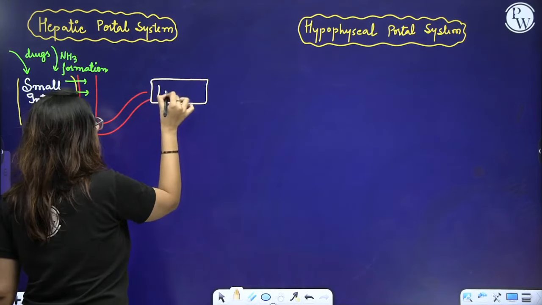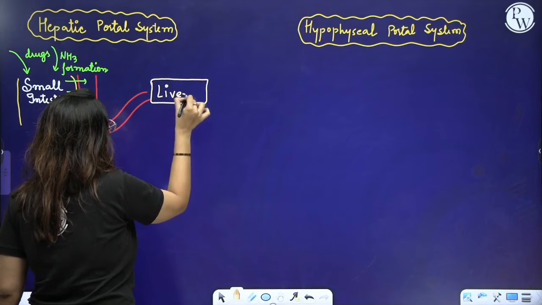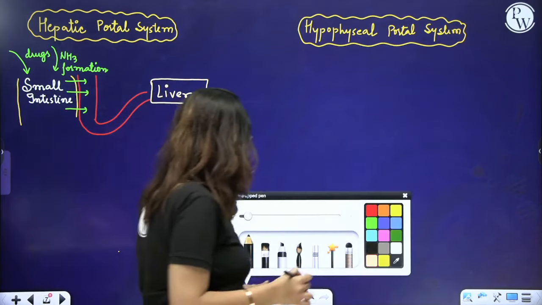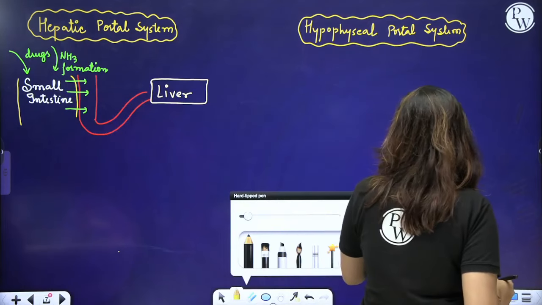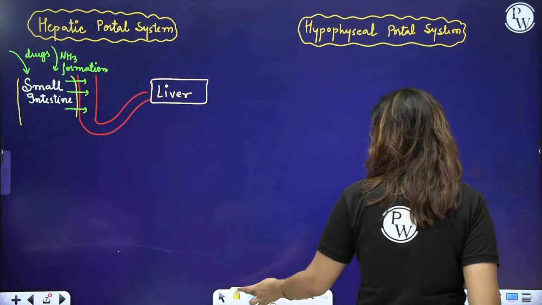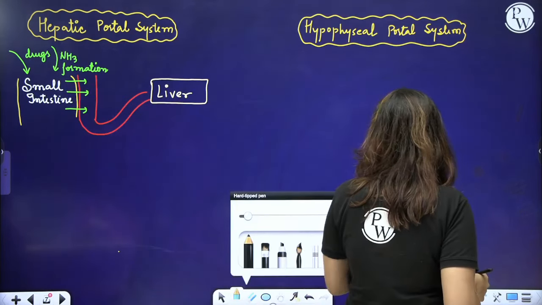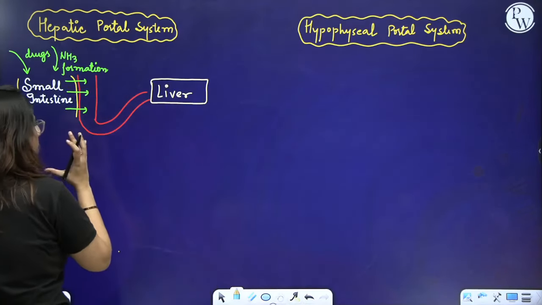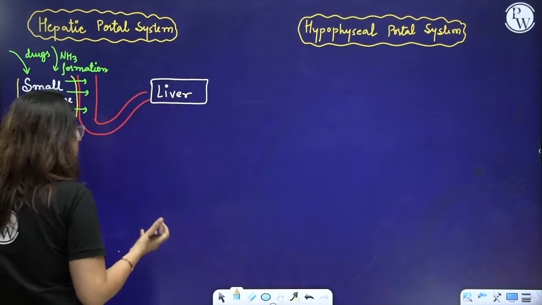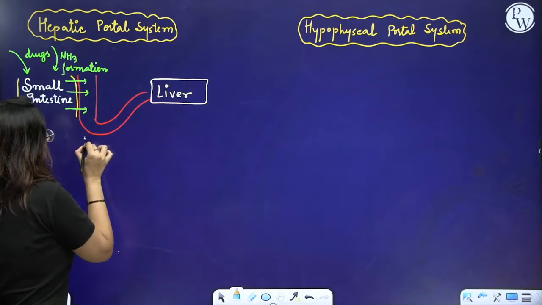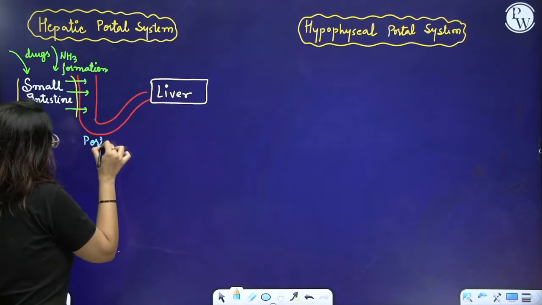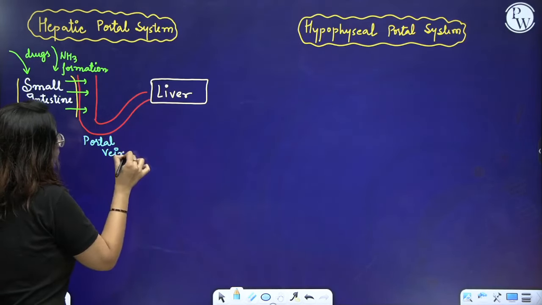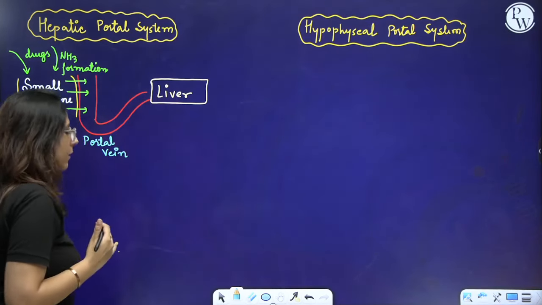Which organ is it? The liver. And what is this? This is a portal vein. So, buddies, look at this. They are coming from the organ, intestine. So, definitely it will be vein. So, this is the portal vein. Portal vein will drain into the liver.